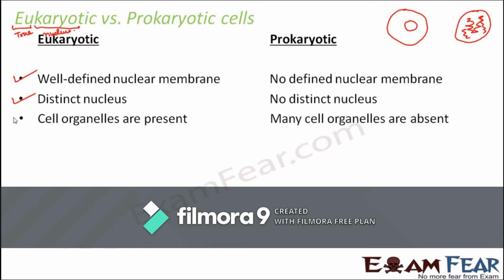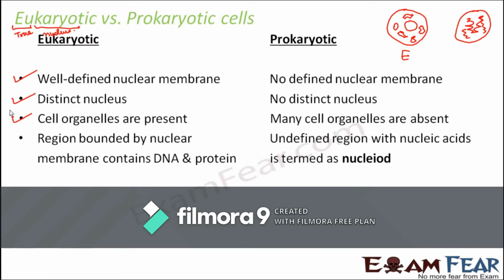In a eukaryotic cell, organelles are present. I have already told you the various components which are present inside the cell are called cell organelles. In the case of a eukaryotic cell, you have specific cell organelles which are present like this. They are all distinguished from the other ones by a specific membrane. But in the case of prokaryotic cells, many cell organelles are absent. Most of the cell organelles are not there at all.